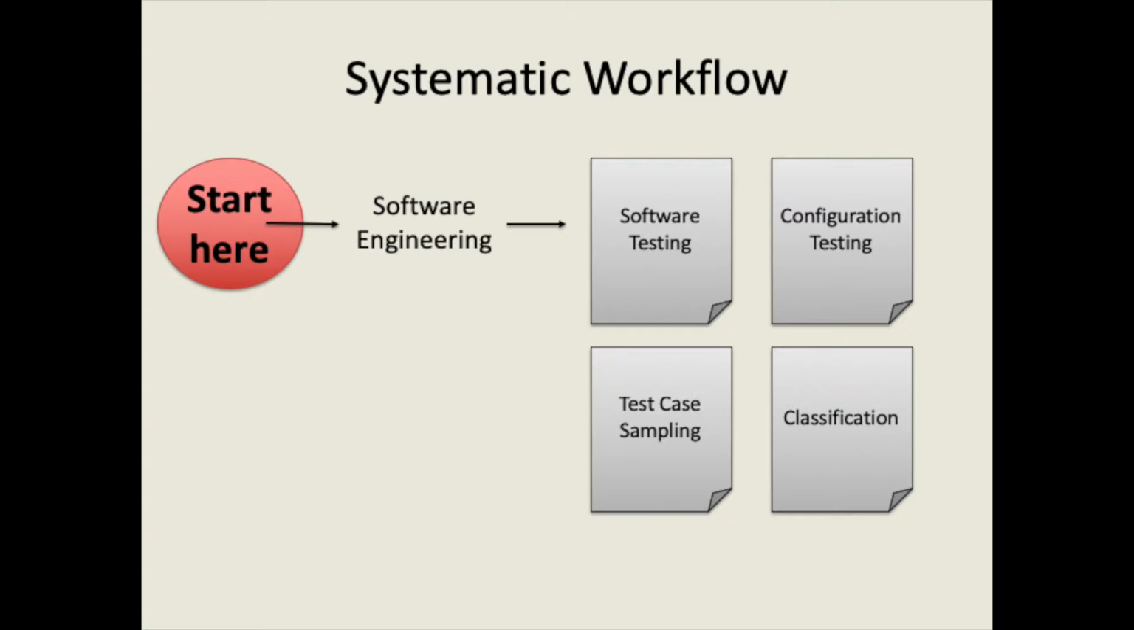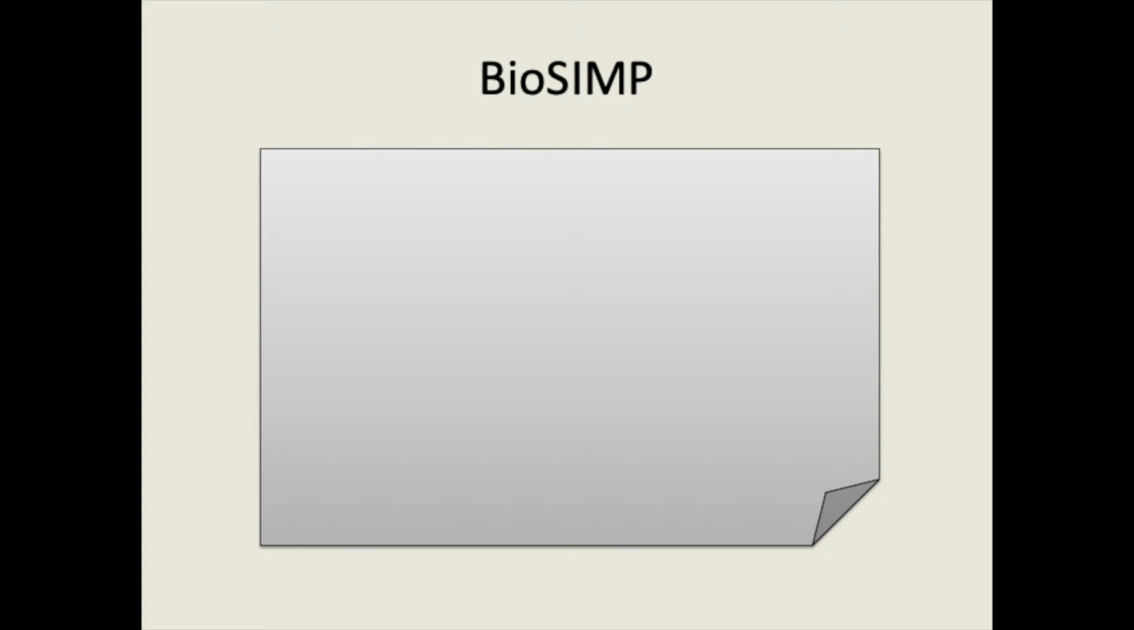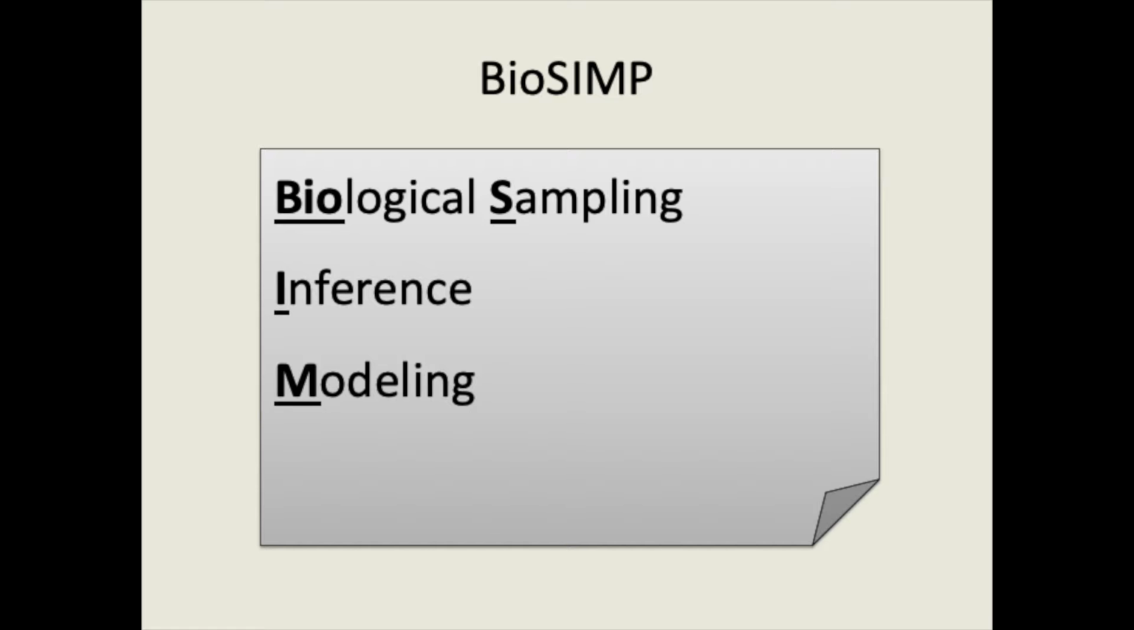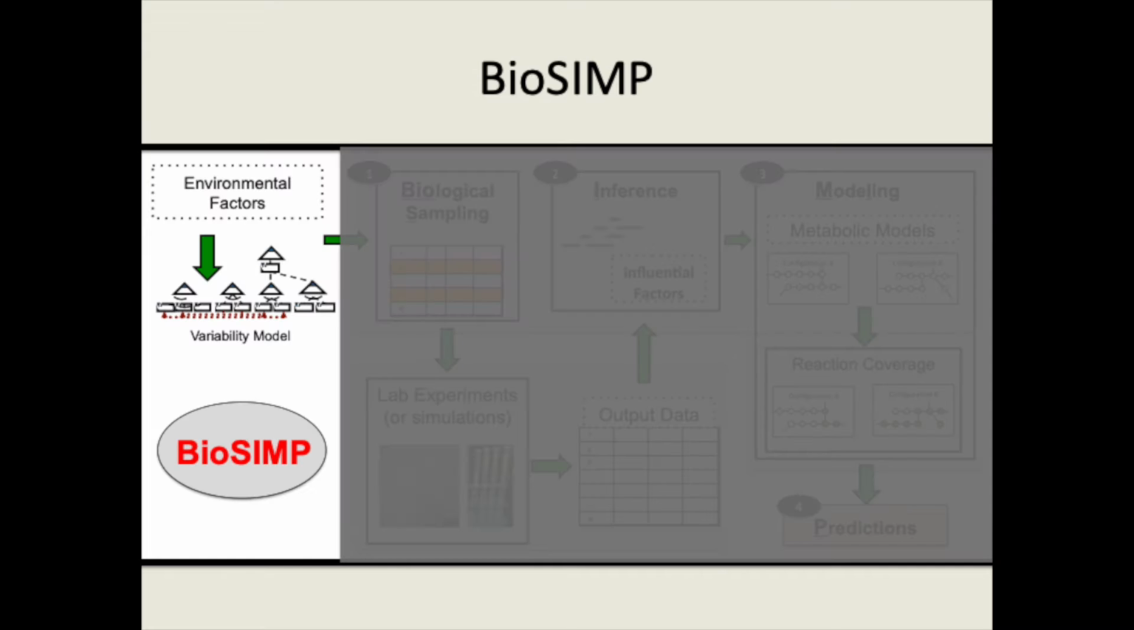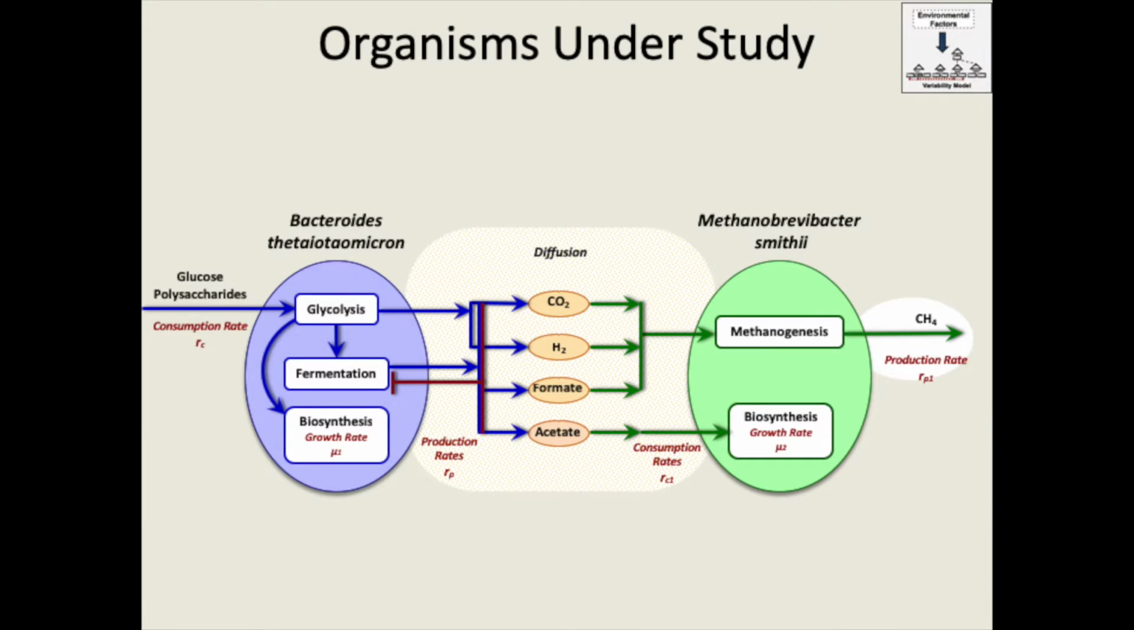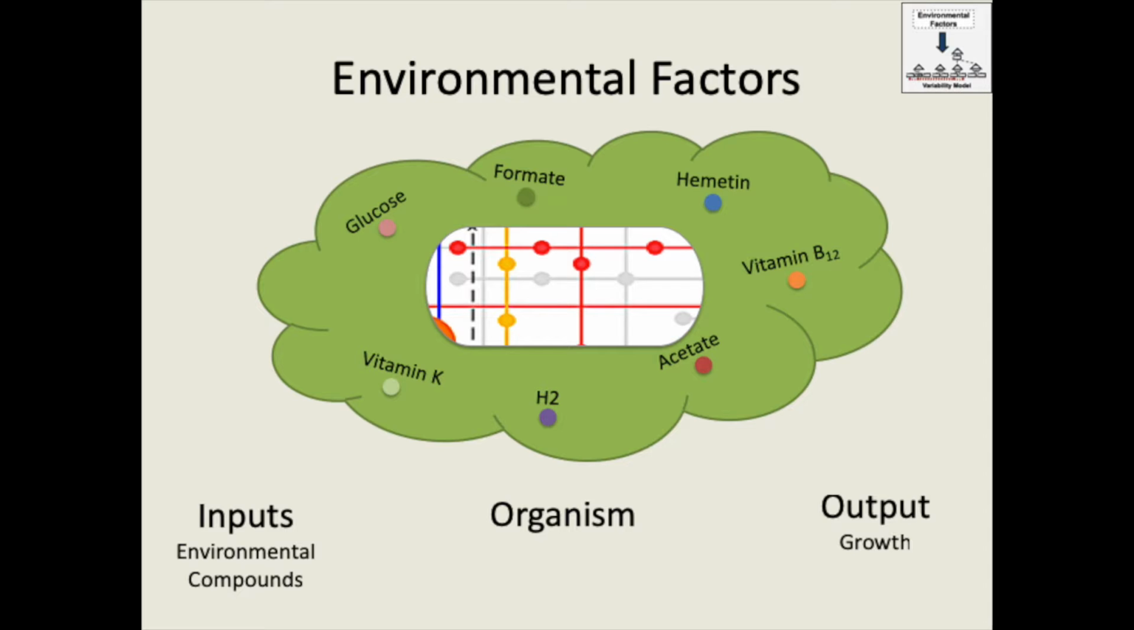Putting these ideas together, we present the process BioSimp, which stands for biological sampling, inference, modeling, and prediction. The process starts with choosing which environmental factors we want to vary. In a case study, we looked at 2 different gut microbes found in the human body. Changes in the abundances of these organisms has been linked to nutritional-related disorders such as obesity. We chose 7 different chemical compounds to vary in the environment. Each of these can be turned either on or off, leading to 128 different input environments.